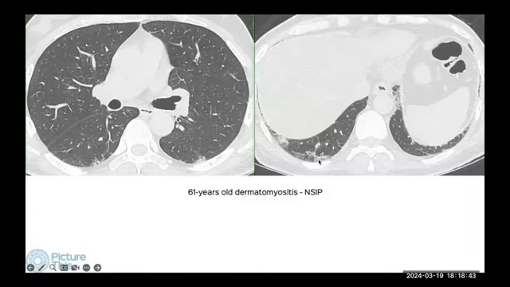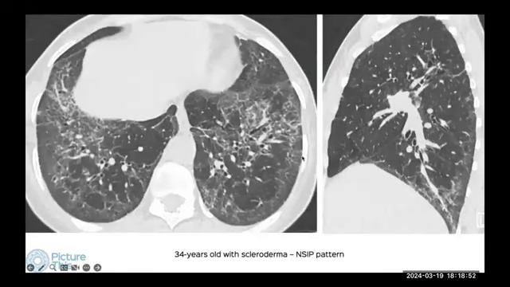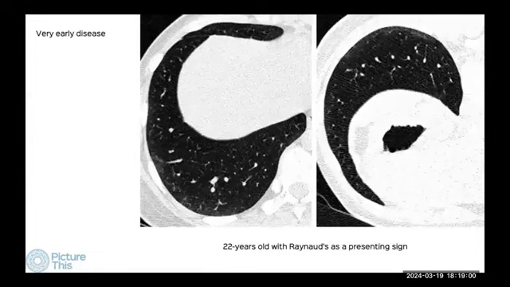NSIP can be patchy, and as I said, you don't always have subpleural sparing. This is a patient with dermatomyositis and mild NSIP, but here is another patient with full-blown NSIP. You see subpleural sparing here, and again, this patient has scleroderma.